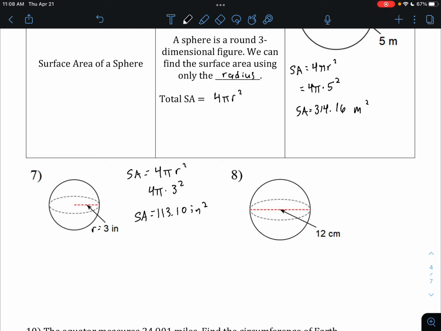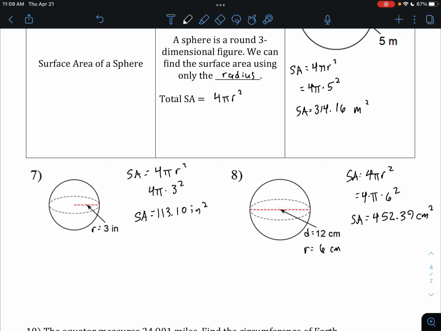Now, the different thing about question 8 is that in this case, it gives us the diameter. So if our diameter is 12, then our radius is 6. And from here, we can do it the exact same way. Radius is 6 centimeters. Surface area equals 4 pi radius squared. So 4 times pi times 6 squared. So our surface area is 452.39 centimeters squared.